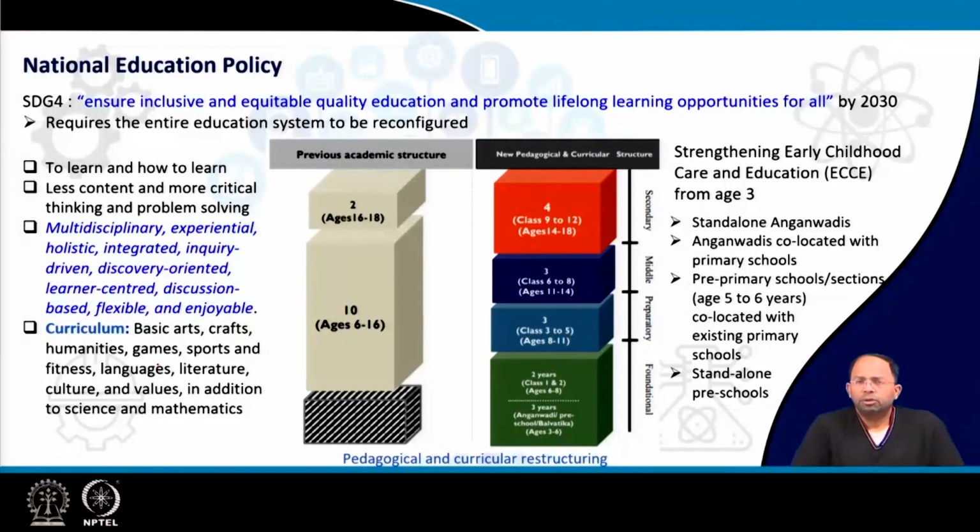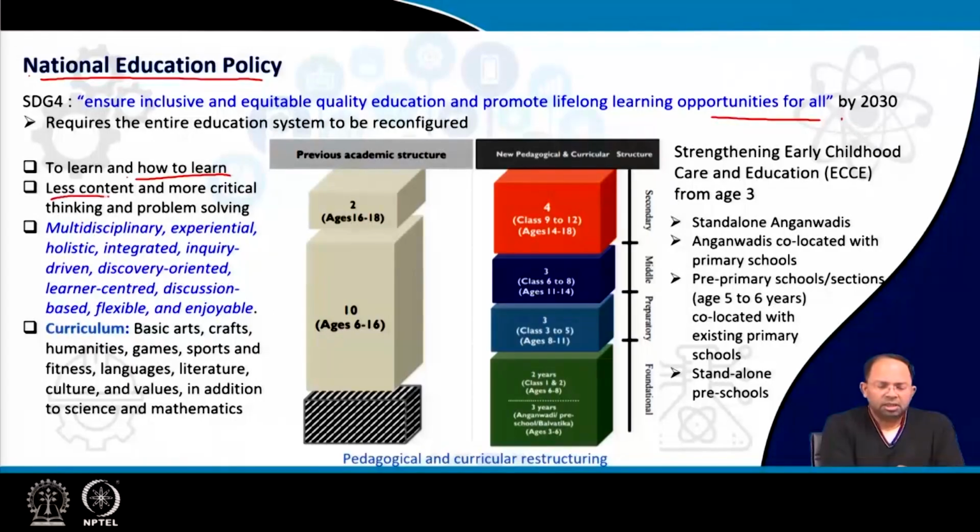Finally, we come down to the National Education Policy. This is a recent introduction by the government based on SDG 4, which talks about inclusive, equitable, quality education and lifelong learning opportunities. To achieve this particular goal, the government has to revamp the entire educational system, and accordingly, the government has come up with the National Education Policy in the year 2020. And the idea is to make sure that people can not only learn but also know how to learn, so that they can continue learning even after their formal education.